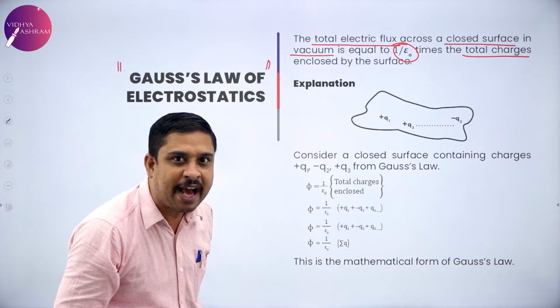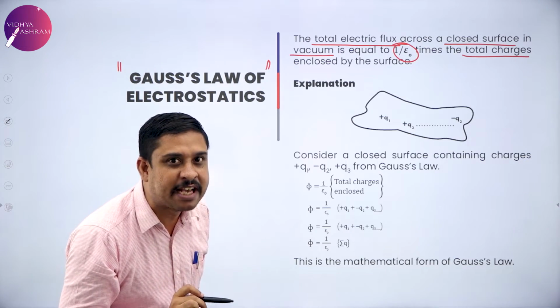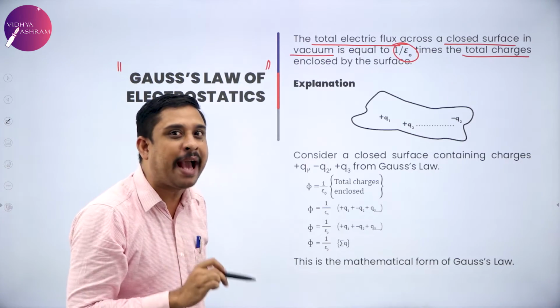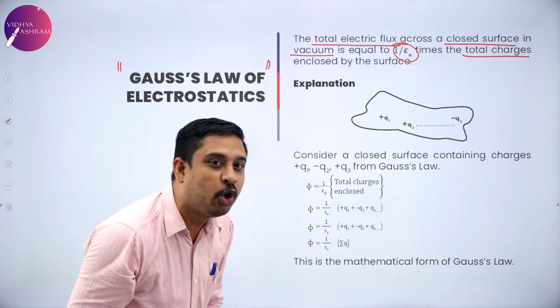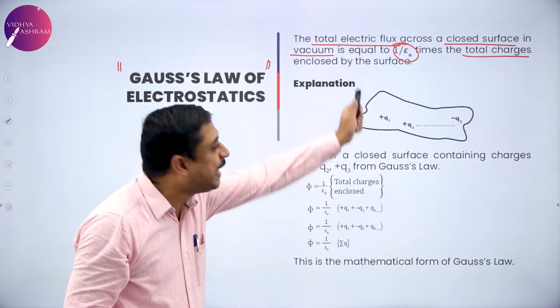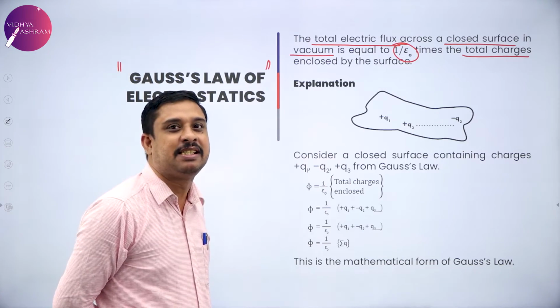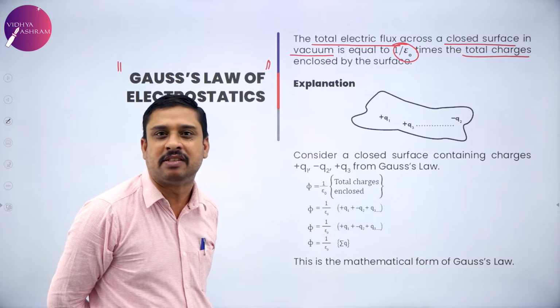So electric flux across a closed surface, in which medium? Vacuum. What is it equal to? 1 by epsilon naught times the total charges present on that surface.